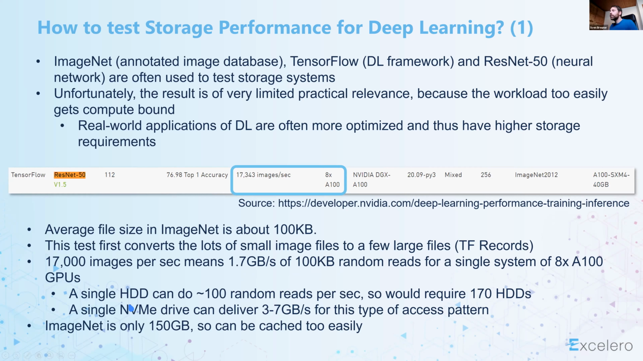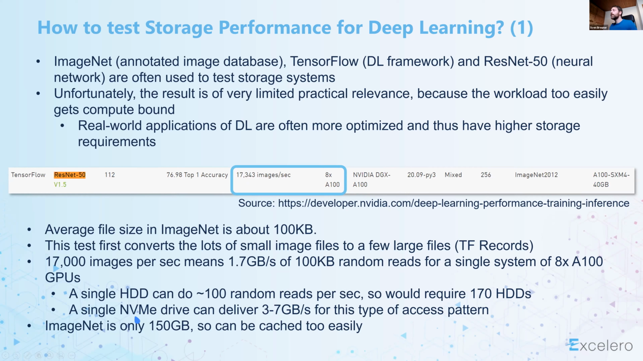If your storage system would be based on spinning disks and you want to reach this performance level, then a single spinning disk can do about 100 random reads per second for this access pattern. So you would already need 170 spinning disks to satisfy the performance here and keep the GPUs from stalling on I/O. So that's already quite a lot for just a single DGX A100 system.